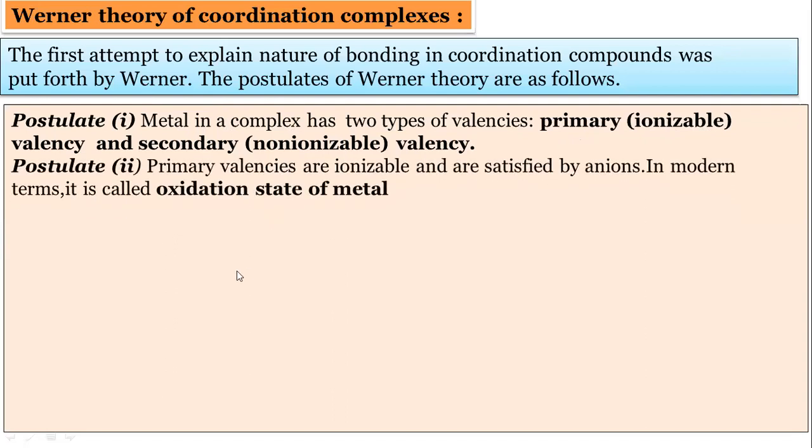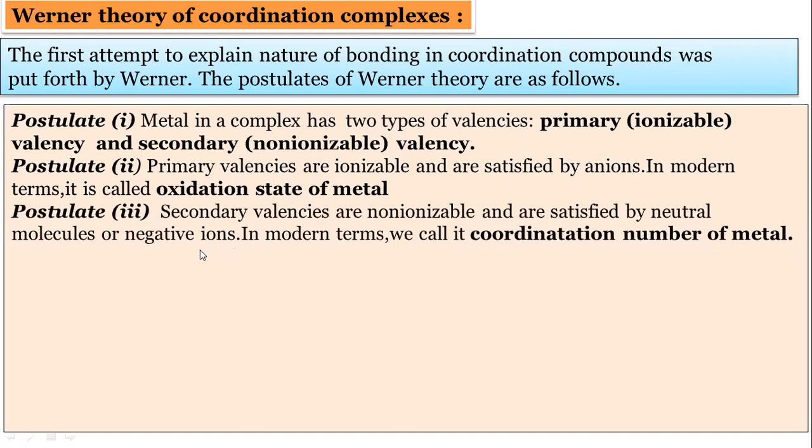Then what is the second finding? Primary valencies are ionizable. It is already written in brackets. The primary valencies are ionizable, and these are satisfied by anions. In modern terms, these are called the oxidation state of the metal. Nowadays, the oxidation state of a metal is due to the primary valencies.